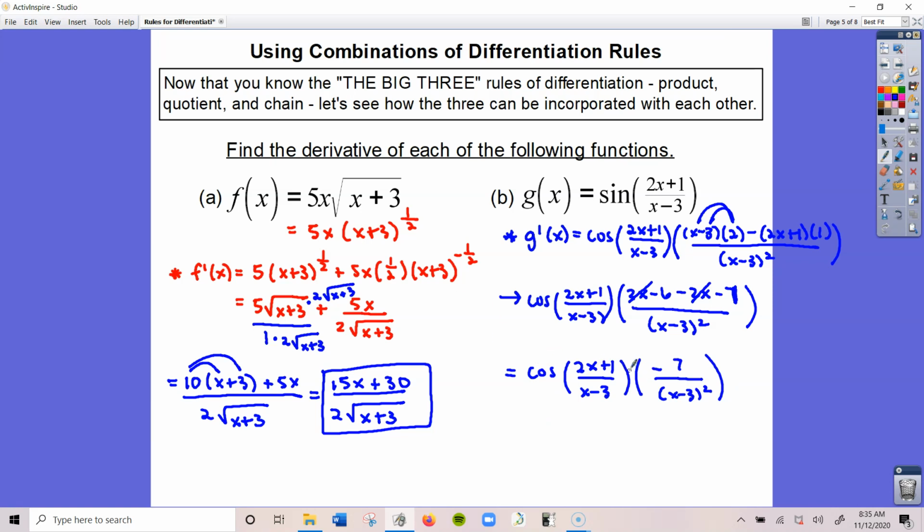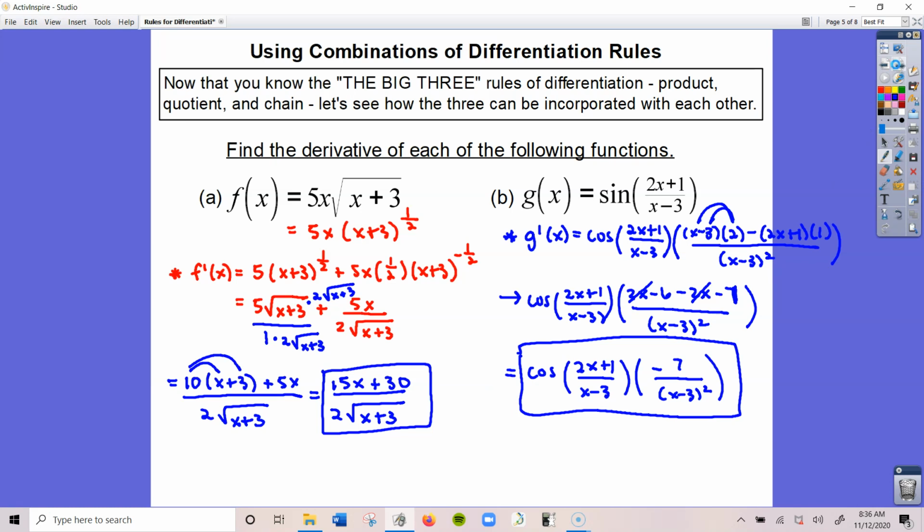Please remember that you cannot multiply this 2x plus 1 over x minus 3 with the negative 7 over x minus 3 squared because that 2x plus 1 over x minus 3 is an angle, whereas the negative 7 over x minus 3 squared is not. So you cannot combine it. We just leave it like that.